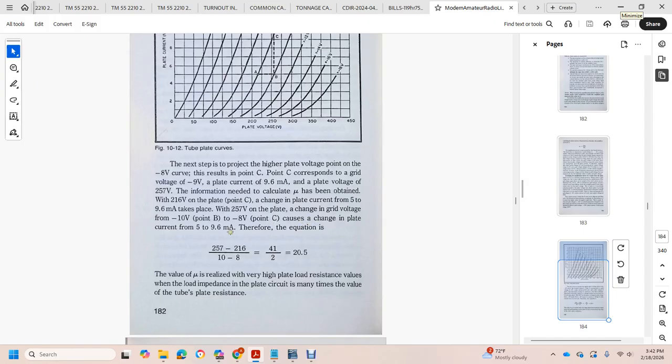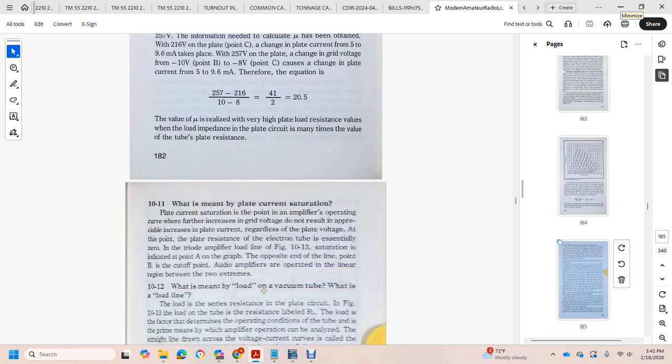With the plate current changing from 5 to 9.6 milliamps, the equation is 257 minus 216 over 10 minus 8, which is 41 over 2, or 20.5. The amplification is realized with a very high plate load resistance value, independent of the plate circuit, many times the value of the plate resistance.